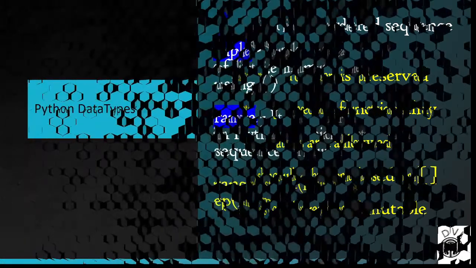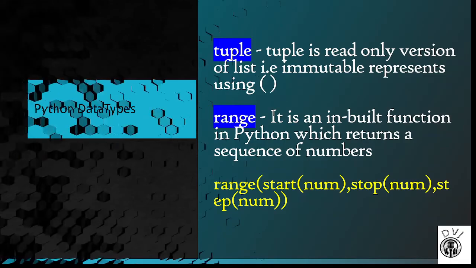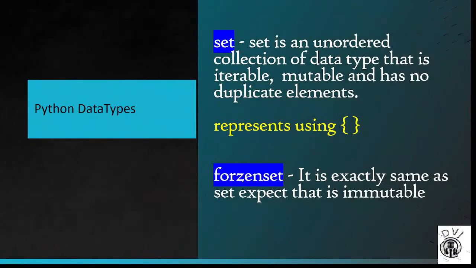Tuple is the read-only version of list, that is, immutable, and is represented using parentheses. Range is an inbuilt function in Python which returns a sequence of numbers: range(start, stop, step). Set is an unordered collection of data that is iterable, mutable, and has no duplicate elements, represented using curly brackets. Frozenset is exactly the same as set except that it is immutable.